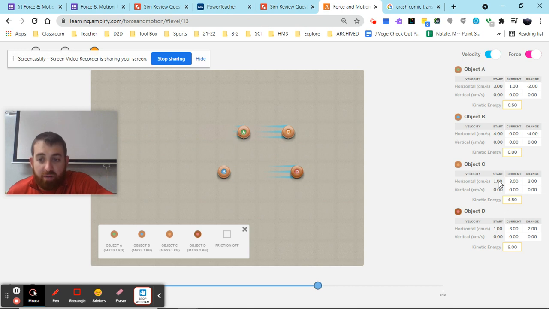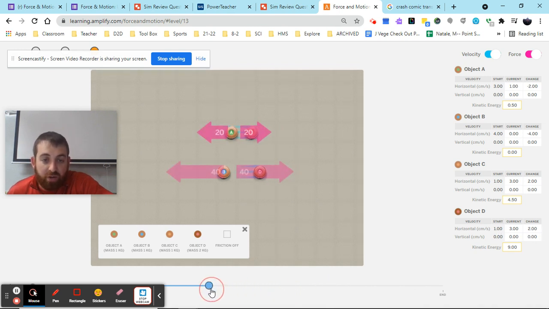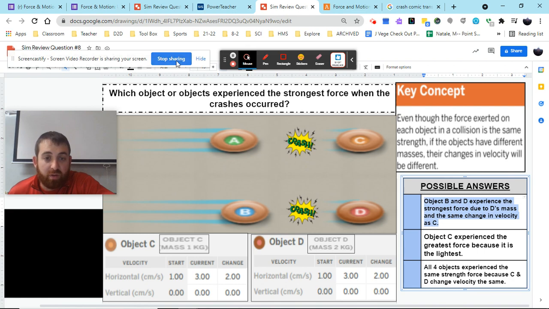To look at that in the simulator, we have our four objects. We have our velocities. C went from 1 to 3, changed by 2. D went from 1 to 3, changed by 2. And if we rewind, you'll notice that during the collision, the objects that had the greater force were B and D. They needed a larger force to move the heavier object versus the weaker force to move the lighter object. So that's the answer. If you have questions, reach out. Otherwise, good job.